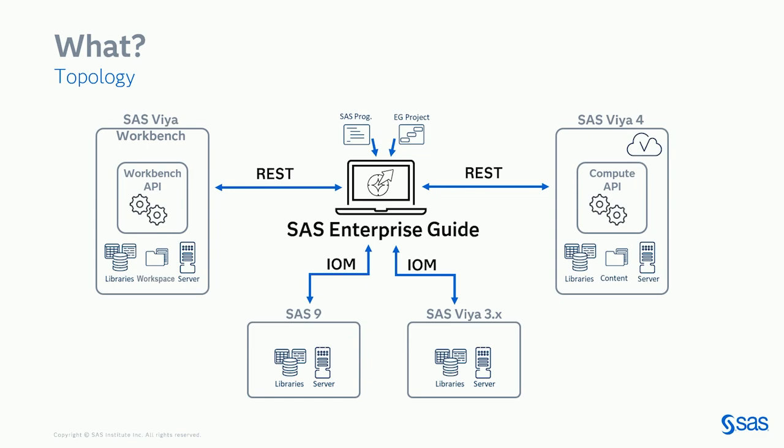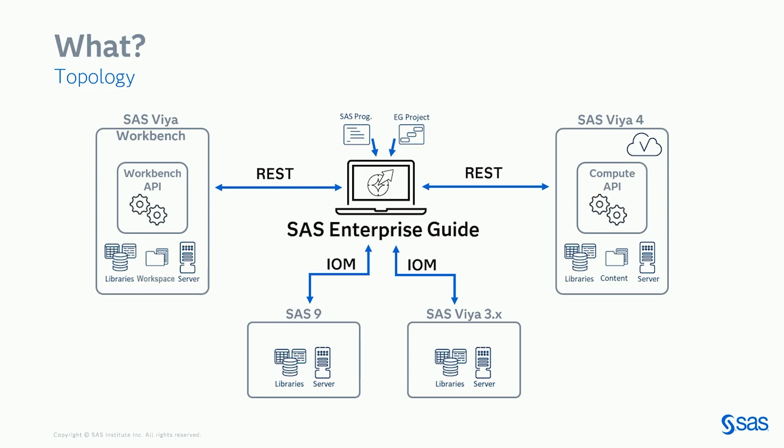In a little more detail, here's a topology diagram with Enterprise Guide at the middle. SAS Enterprise Guide has supported SAS 9 for many, many years, and for a long time that was the only show in town. Well, SAS VIA 3, when that was added, Enterprise Guide added support for VIA 3. And it does that using a proprietary technology we call IOM, Integrated Object Model, essentially integration technologies to communicate with those versions of the servers.